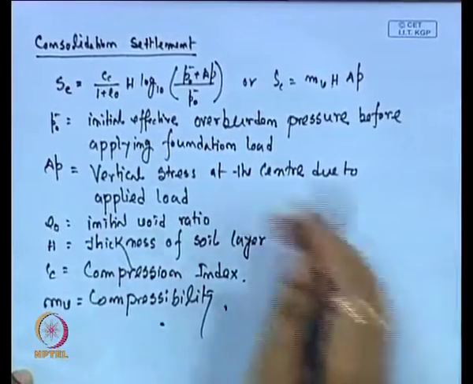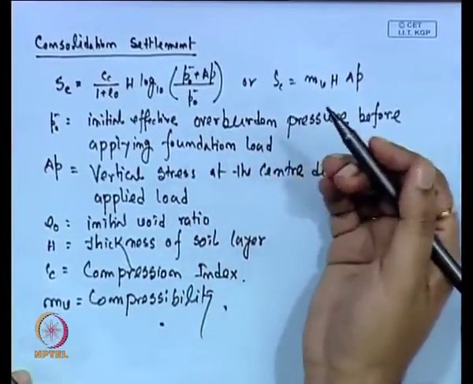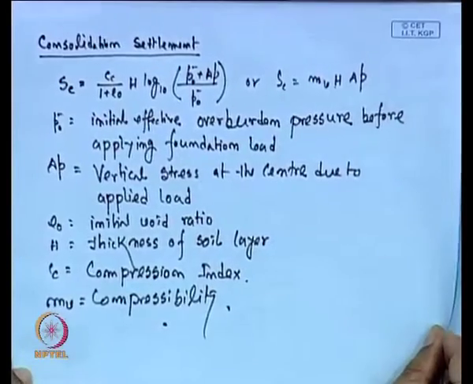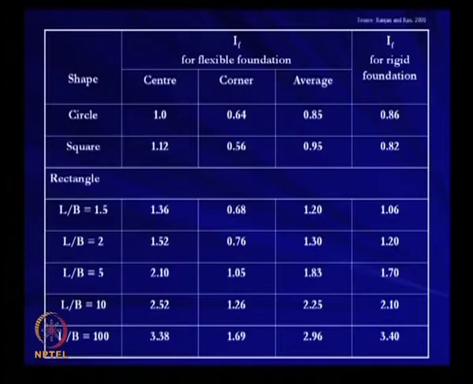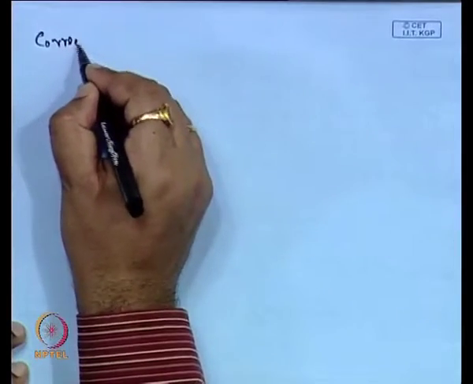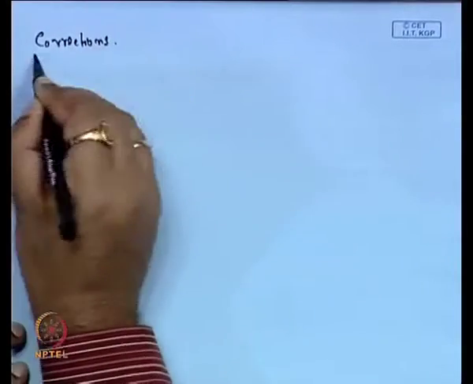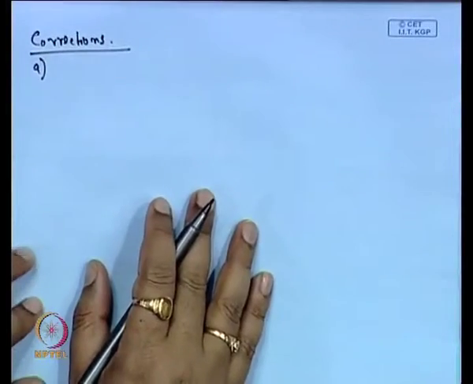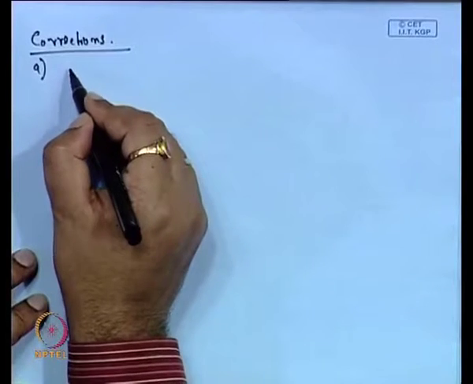Now, using these two expressions, we can calculate the consolidation settlement as well as the immediate settlement. The next one is the corrections that we apply. What are the different corrections that we apply? The first one, as I have mentioned, is that if it is a rigid foundation, then we apply the rigidity correction.